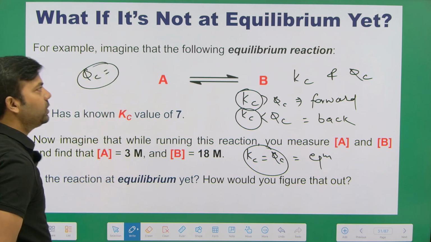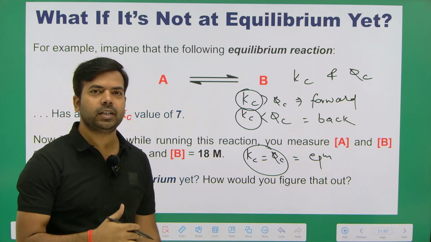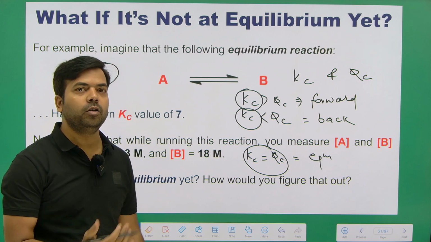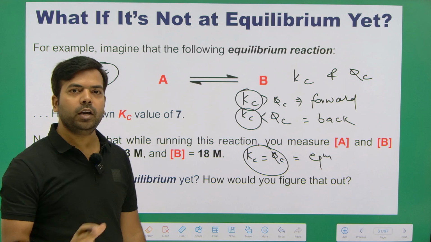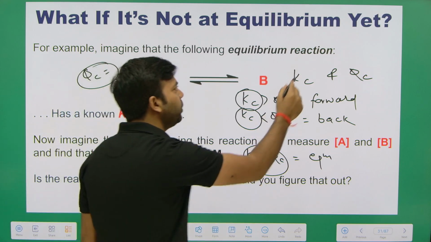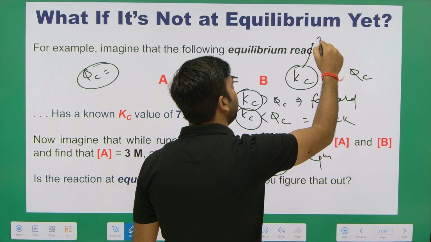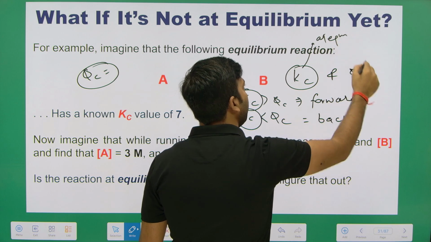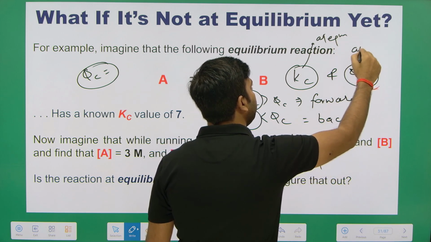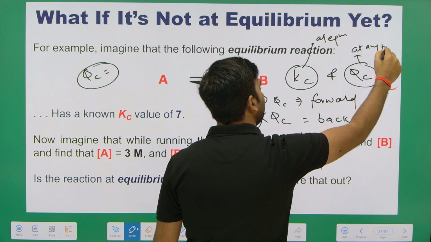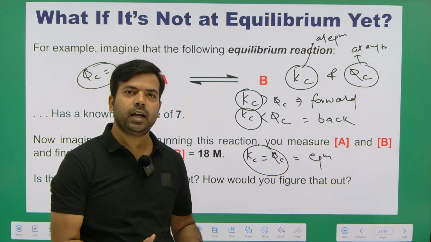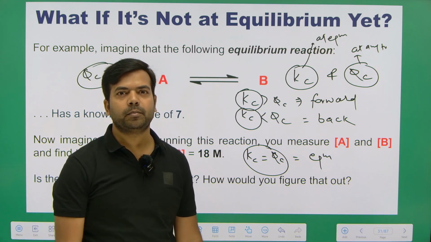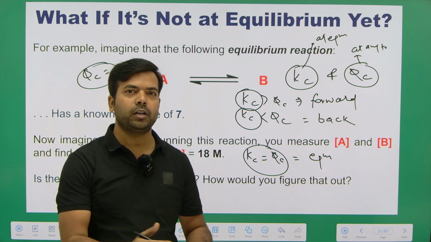Qc is called the quotient factor, which occurs at any time. It is not at equilibrium. It can occur at any time. And what is Kc? Kc only occurs at equilibrium. This concept will only be valid at equilibrium, and Qc is at any time. The important thing is that the Qc expression and Kc expression are exactly the same. You have to write down just product divided by reactant.